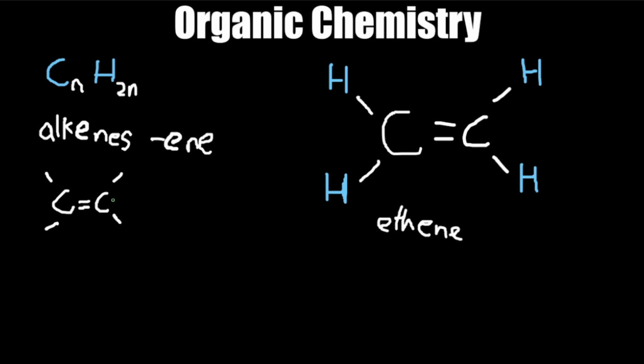So let's take a look at the functional group for alkenes. The functional group for an alkene is a double bond between two carbon ions. This means that this is always going to be present within every member of the alkene series. And we can see that over here in ethene, there are two carbons joined together by a double bond.